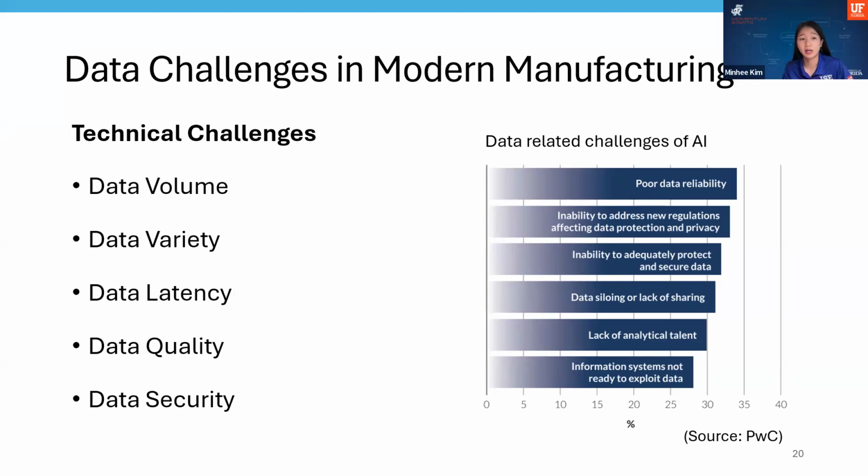Of course, on the other hand, there are non-technical challenges. For instance, now we have to address new regulations about data protection and privacy, or we may suffer from a lack of analytical talent to collect and manage this data. So it is very important to address these challenges to unlock the full potential of IoT and AI in manufacturing.